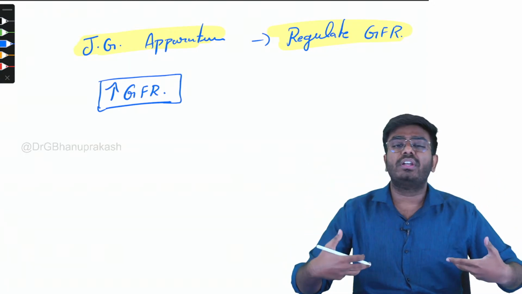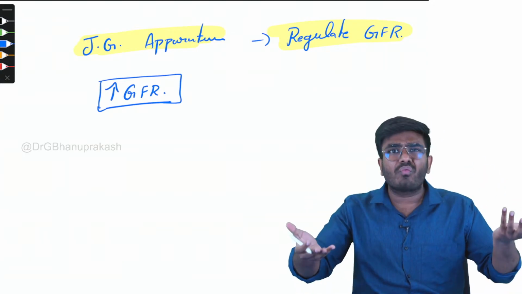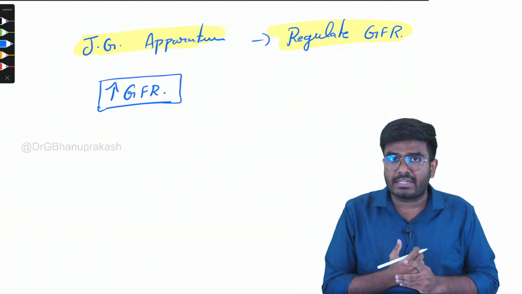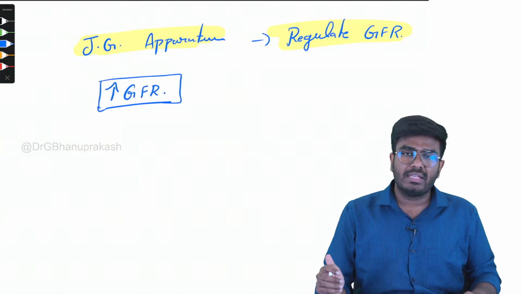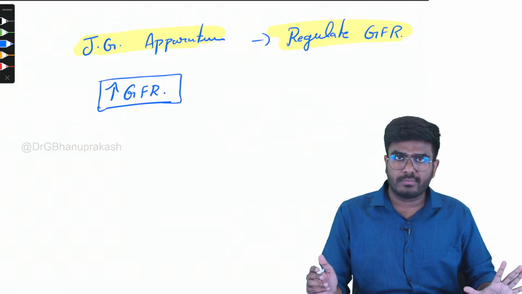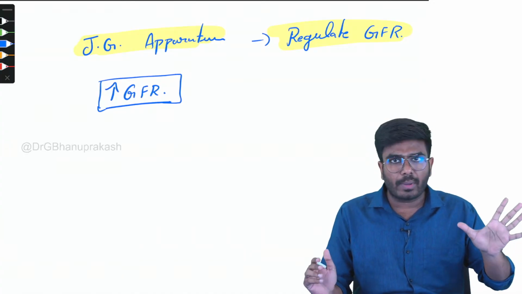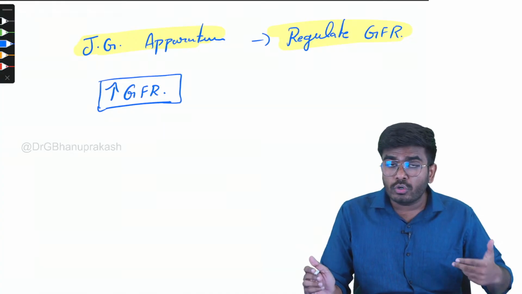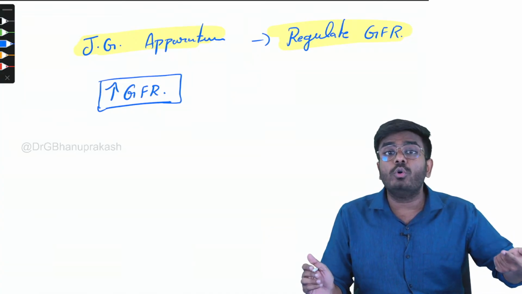If more and more filtration is happening into the nephrons, there is more workload on the nephrons, that will cause damage to the nephrons and kidneys. It will cause glomerulosclerosis. This is something bad and it should not happen. GFR should be something in a normal range. Normal average is 125 ml per minute. But if there is hyperfiltration, what your kidney should do? It should have to bring the GFR to normal.